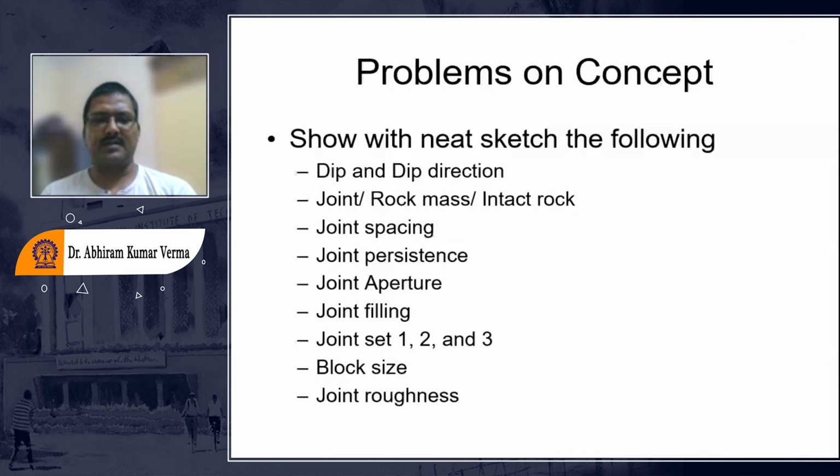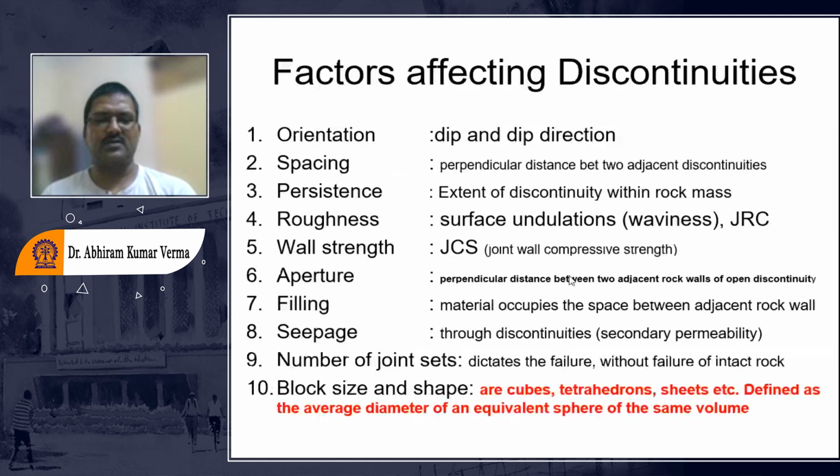So this was one of the parameters here. We can define the size of the block. And what will be the shape? How can we define the shape? We can find out the shape. If orthogonal joint sets are there, it is not going to form a cuboid, but maybe some tetrahedron or some other shapes will be formed out of this. Maybe wedge structures will be formed. So we can determine what the block size and the shape will be.